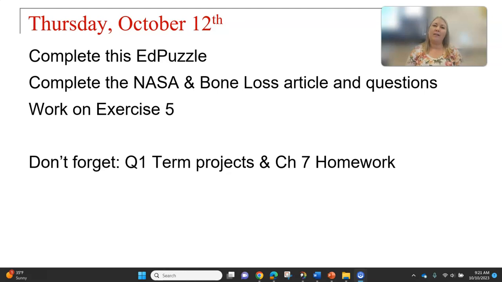After this Edpuzzle today, you will have an article to read with a partner or two, and some questions to answer. You are welcome to do that on one piece of paper. Just make sure you put everybody's name on it. With any time left, you can work on exercise 5 or other outstanding assignments that you have. Also, don't forget our last day for quarter 1 term projects is tomorrow, and your chapter 7 homework assignment is also due tomorrow. All right, so let's go.